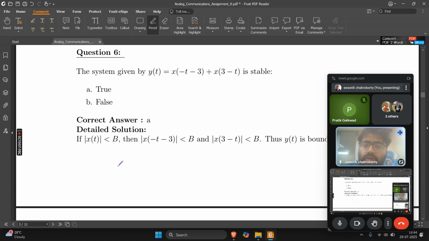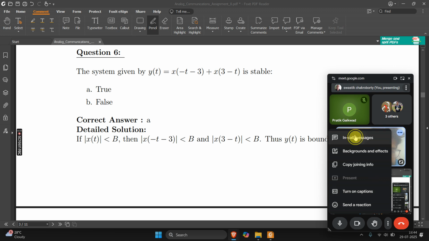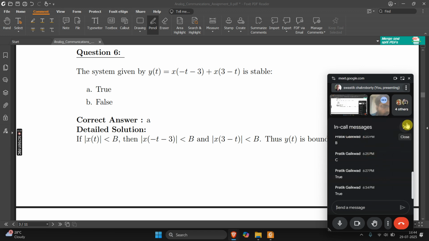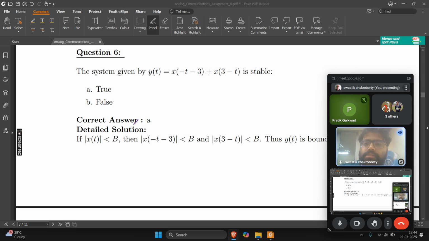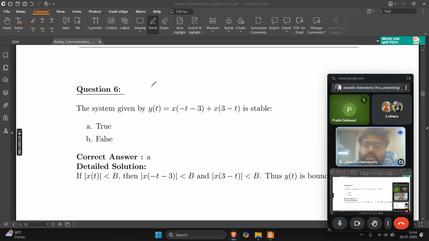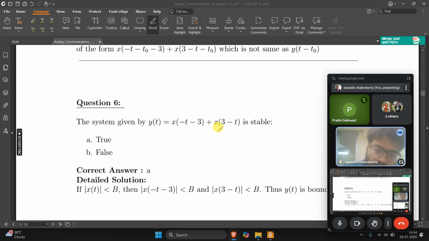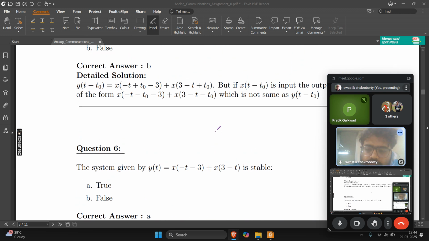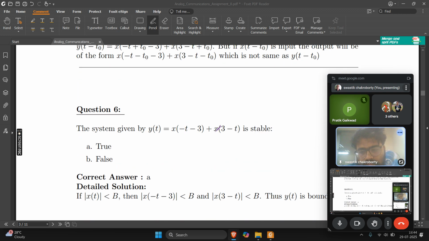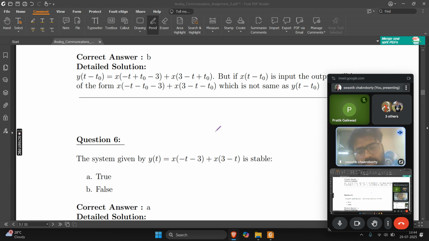Okay. Now, the system given by y(t) equal to x(minus t minus 3) plus x(3 minus t), that is the same system as previous, is stable. The correct answer is true. So how do you check stability?